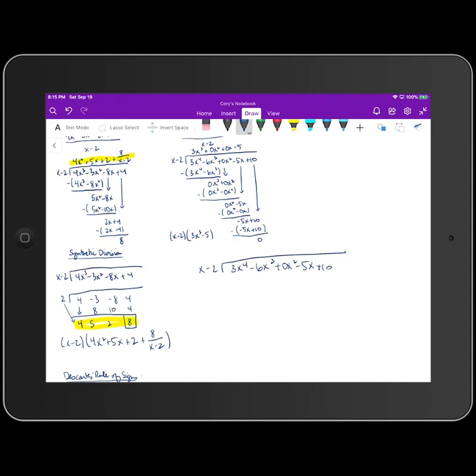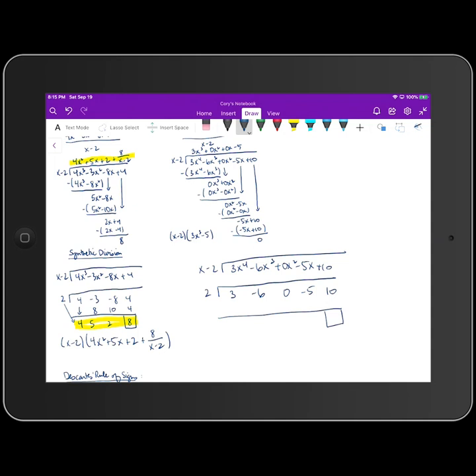So again, the value that makes that factor 0 is 2. And then we're going to list the coefficients. So again, our coefficients are 3, negative 6, 0, negative 5, and 10. We leave ourselves a line of space, and then we're going to put a box underneath our final value, which is going to be our remainder.